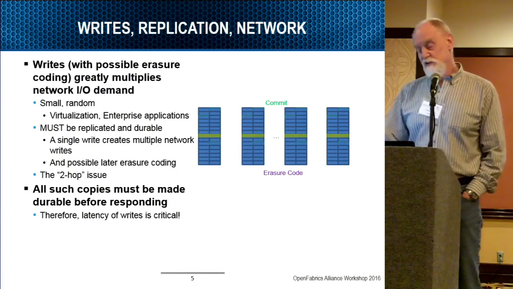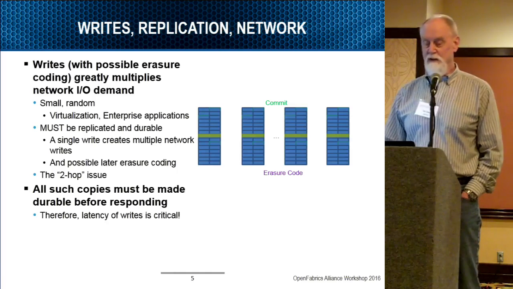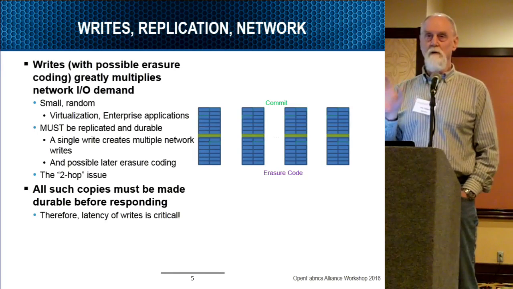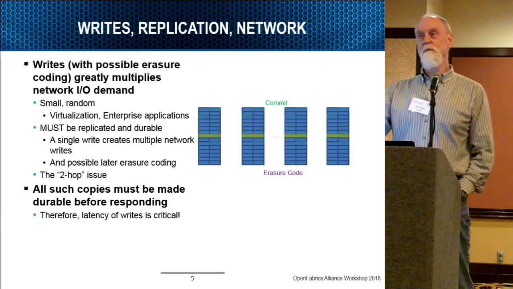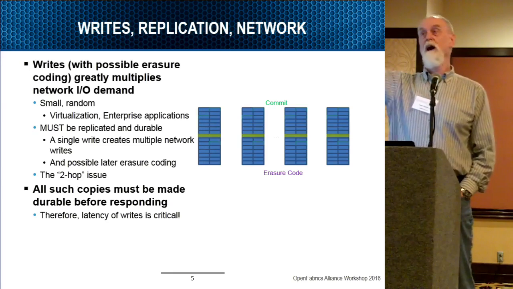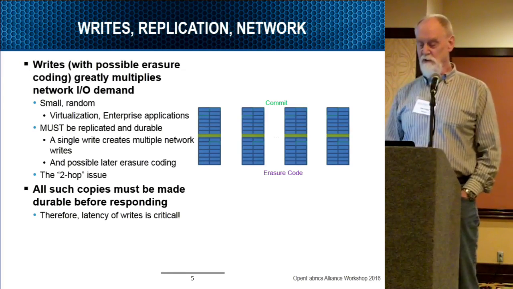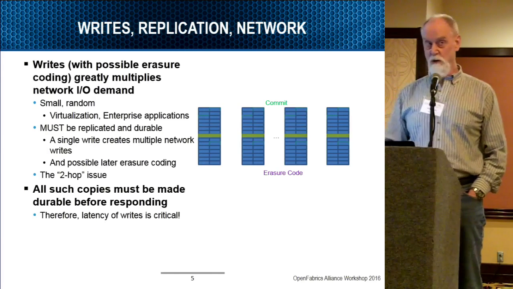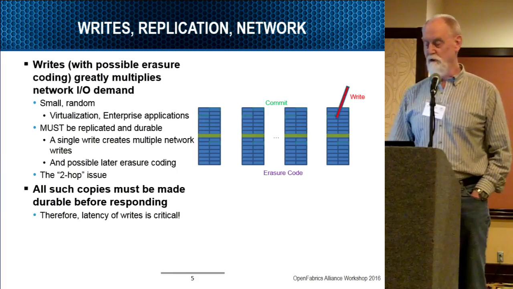This is just an example that shows you how this happens. The writes greatly multiply the network I/O demand. So the remote problem actually gets bigger as you enter this environment. It's not just, I want to send it once. You have to send it multiple times. They must be replicated and durable. In some cases, erasure coding must be calculated, but we'll ignore that just for a moment.